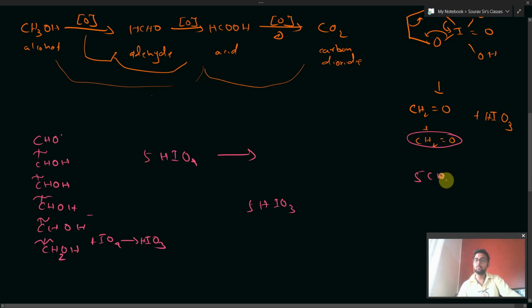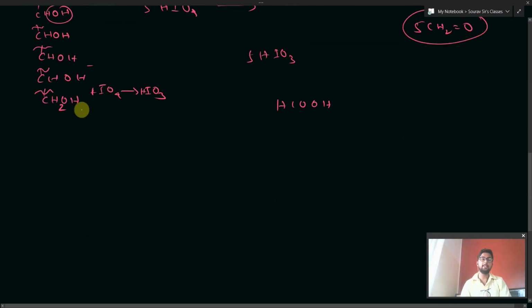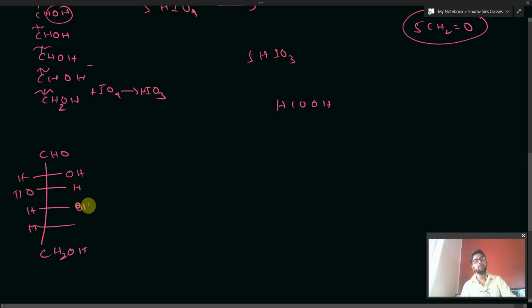5 CH2 double bond O, which are basically formaldehydes, are formed from the alcohol groups, and one formic acid is formed because of the oxidation of the aldehyde group. So one formic acid is formed. Basically, if you write the reaction in an overall manner, we have CHO, CH2OH, and OH groups. In this case we will be requiring 5 HIO4 molecules. We will be getting 1 HCOOH plus 5 HCHO plus 5 HIO3.